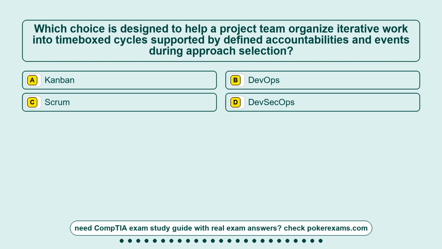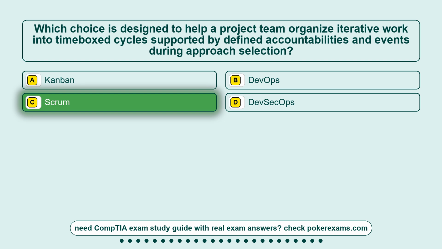Question 5. Which choice is designed to help a project team organize iterative work into time-boxed cycles supported by defined accountabilities and events during approach selection? Option A. Kanban. Option B. DevOps. Option C. Scrum. Option D. DevSecOps. The correct answer is option C.